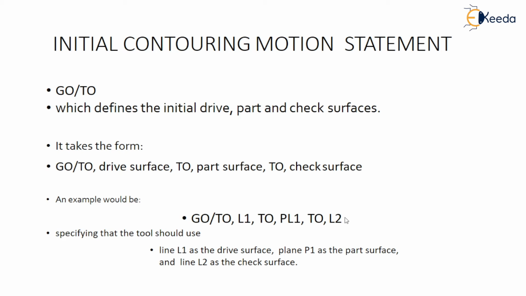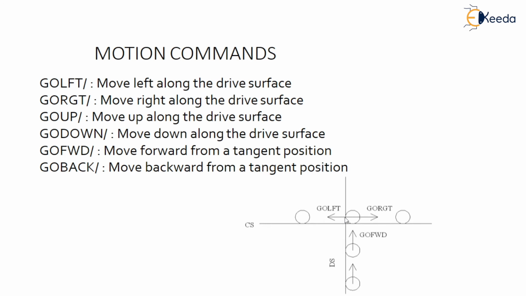Initial contouring motion statement: GO slash TO, which defines the initial drive, part, and check surface. It takes the form GO slash TO drive surface, TO part surface, slash TO check surface. An example would be GO slash TO L1, TO PL1, TO L2, specifying that the tool should use the line L1 as a drive surface, plane PL1 as a part surface, and line L2 as a check surface. So remember this.